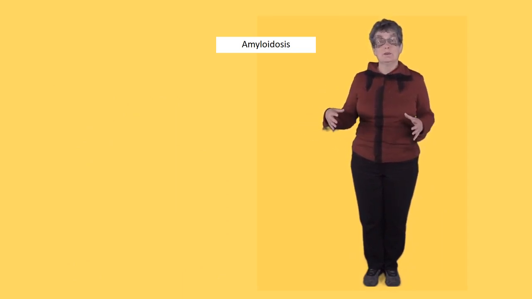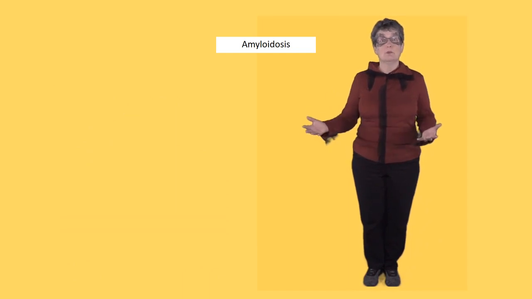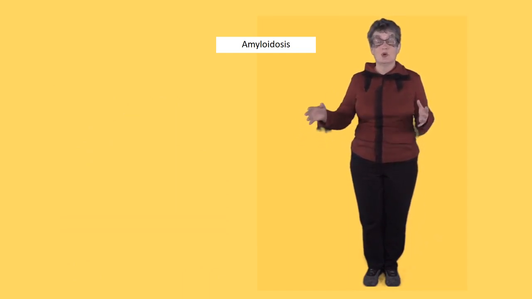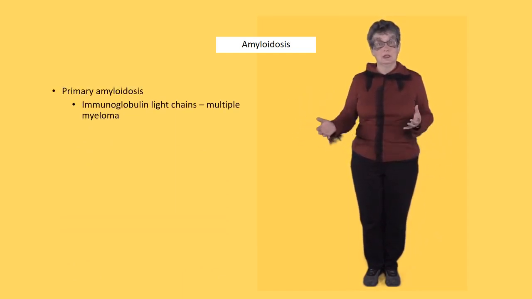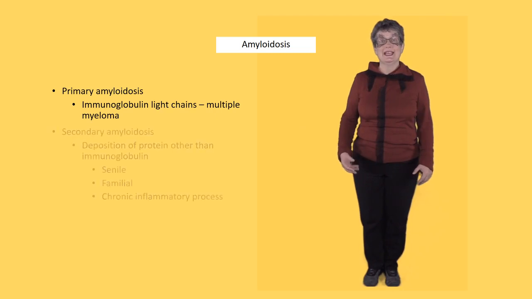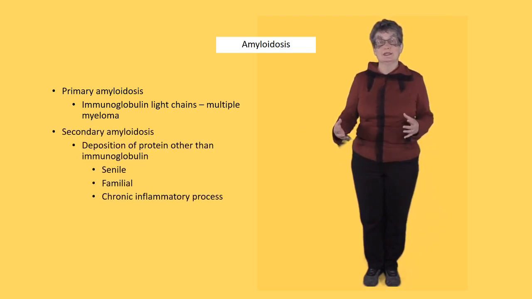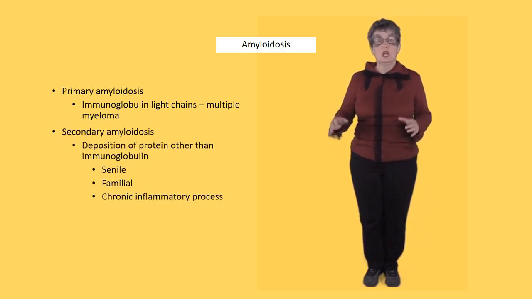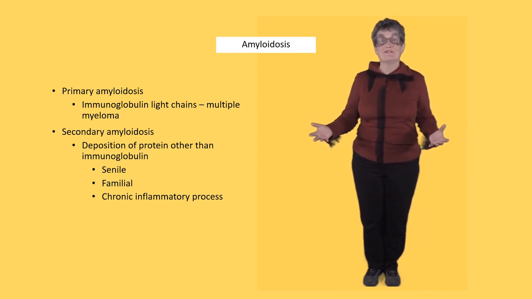So amyloid can be produced by multiple myeloma, where it deposits widely around the body, including the kidney, but also in the heart. The second type of amyloid that exists is secondary amyloidosis. It happens in old people due to generalized chronic inflammatory processes.